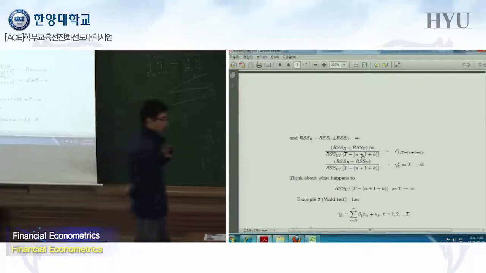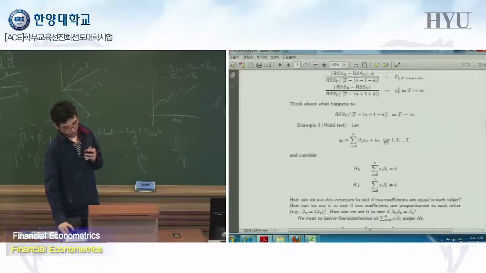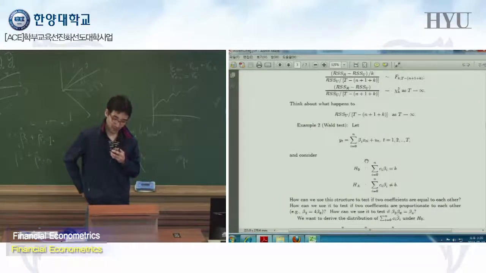And next, the Wald test. Again, y_t equals the sum of i from 0 to n of beta_i x_it plus u_t. So we have a linear model. The number of variables is n. The number of observations is big T.